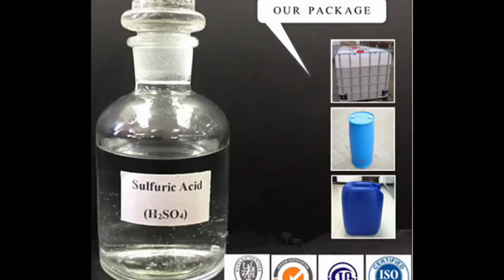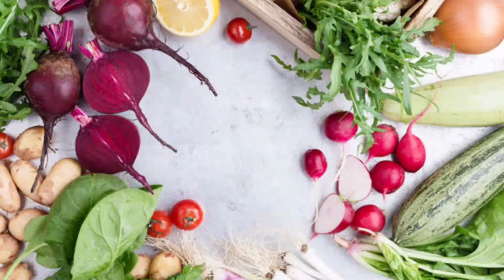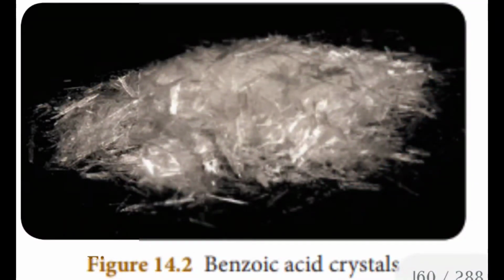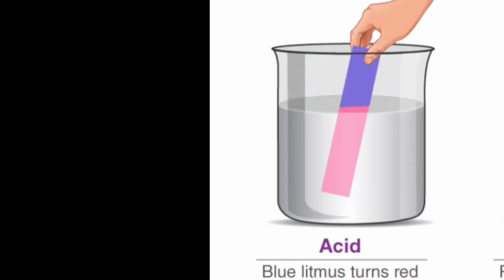Acids are sour in taste. They are corrosive in nature. Strong acid can spoil substances like human skin, clothes, and paper. Generally, acids exist in liquid state, but a few acids exist in solid state. For example, benzoic acid. Then acids are colorless. Colorless means we are able to see white color.